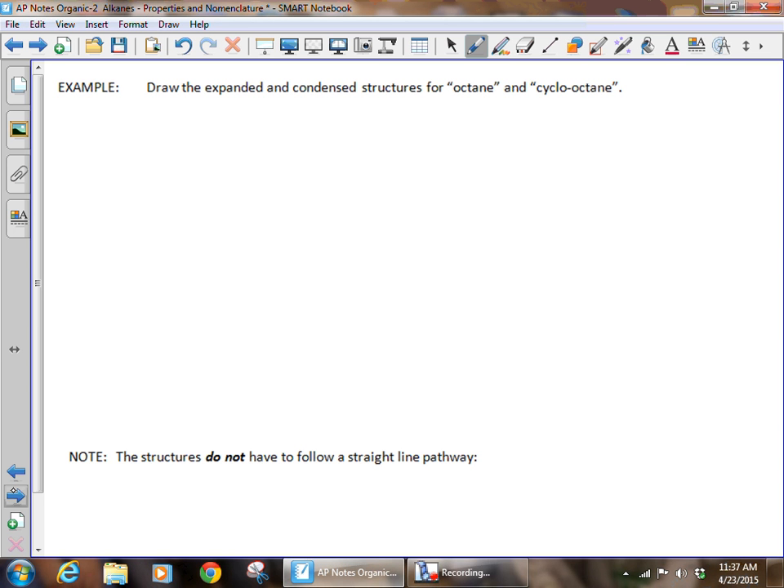So for a condensed structure, let's go ahead and do the expanded structure first. As soon as we know it's octane, we know that it has 8 carbons. And carbon will always have 4 pairs of electrons around it. So when we're writing our structures like this, you can think of there being 4 dashes around. All of these are single bonds, so we're just going to fill up all the carbons. Now this first carbon has 4 around it.